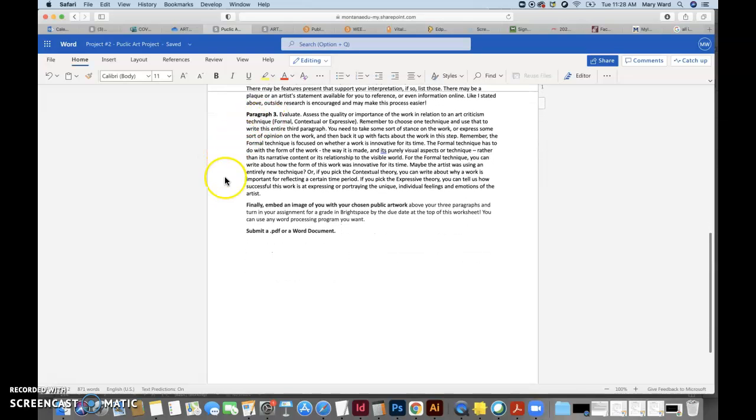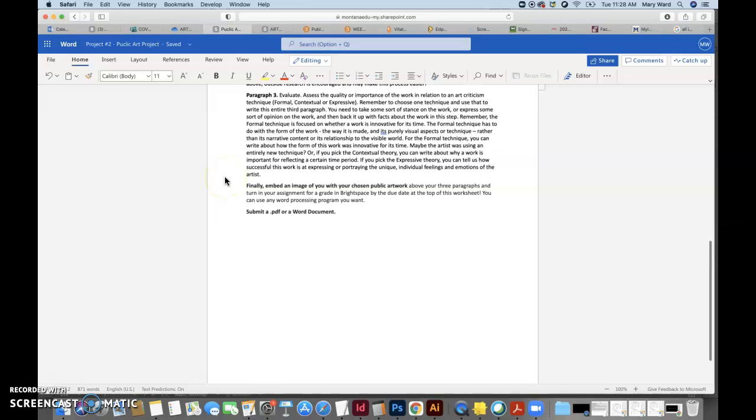So paragraph number 3, this is your evaluation paragraph. Basically you're going to assess the quality or importance of the work in relation to a theory of art criticism, which will be the 3 from the book: formal, contextual, and expressive. So you have to choose one of those and then use that one theory to write the entire third paragraph. You need to take some sort of stance on the work, express some sort of opinion, like, is this important? Or is this a quality piece of work? And then back up that interpretation or opinion with facts.